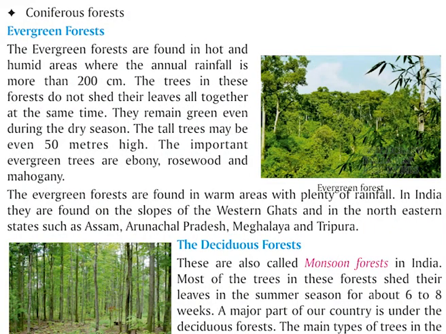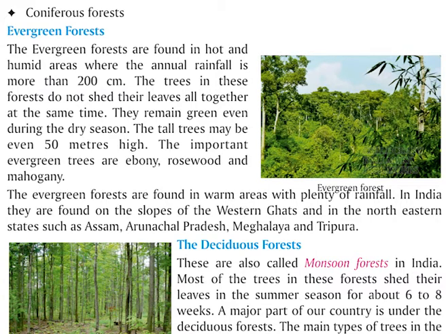Evergreen forests. The evergreen forests are found in hot and humid areas where the annual rainfall is more than 200 centimeters. The trees in these forests do not shed their leaves altogether at the same time. They remain green even during the dry season. The tall trees may be even 50 meters high. The important evergreen trees are ebony, rosewood, and mahogany.